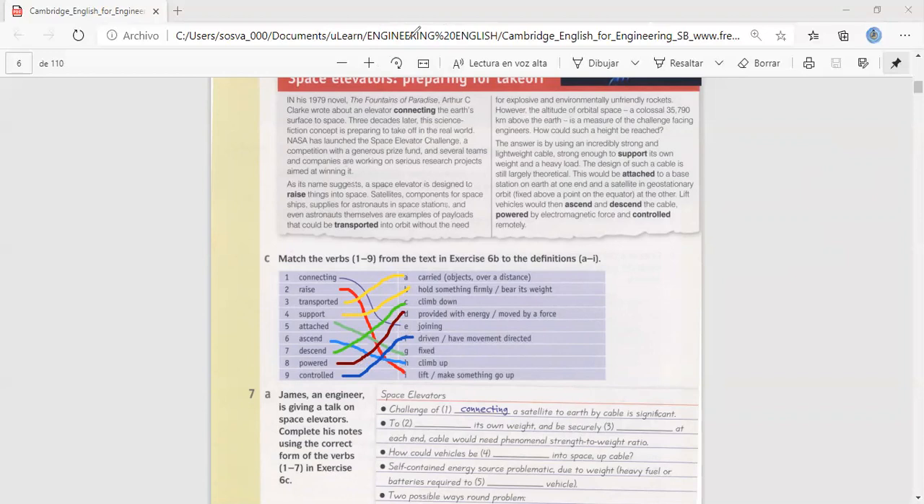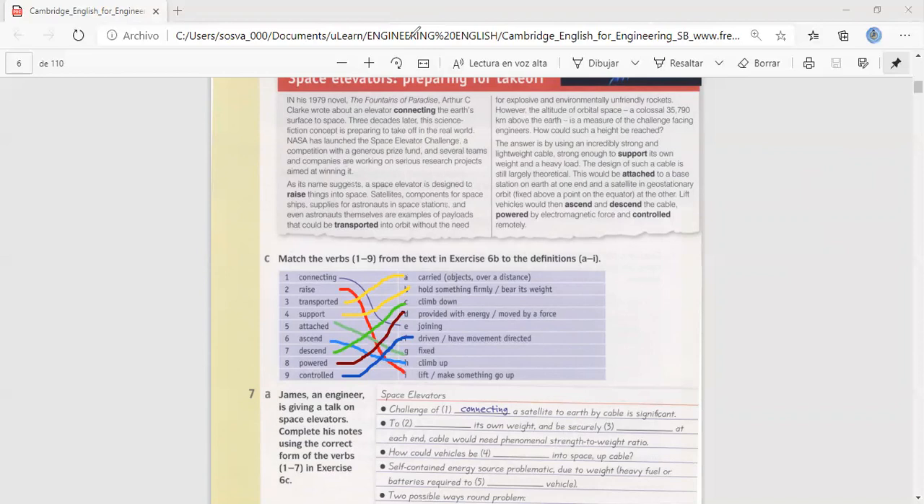So just repeat with me those words so that you get the pronunciation of them. Connecting, race, transported, support, attached, ascend, descend, powered, controlled. Okay, great. Thank you.